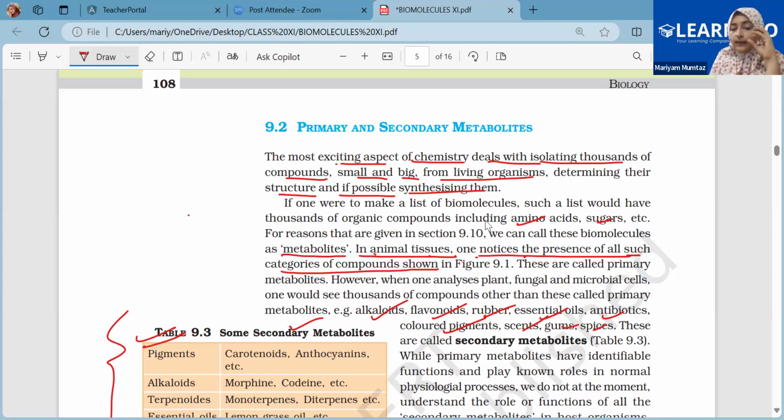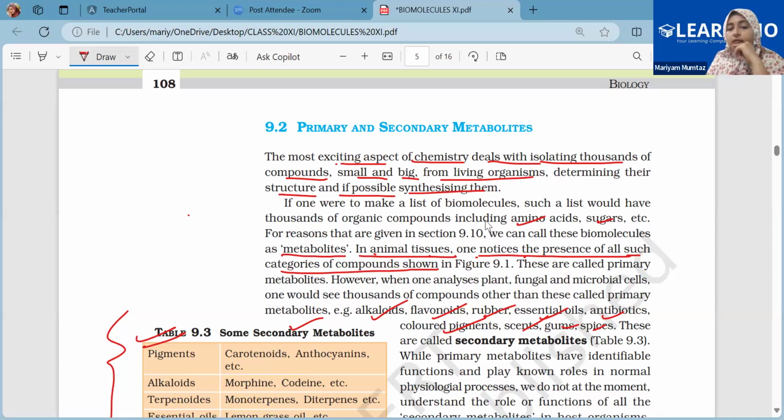Now, talking about the plants, plants have the ability to make certain extra types of metabolites that they do for their defense. Okay, so those metabolites that are not involved in the body structure and the living of the plants are the secondary metabolites. These are various components that are of use to humans, but are of no use to the plants.